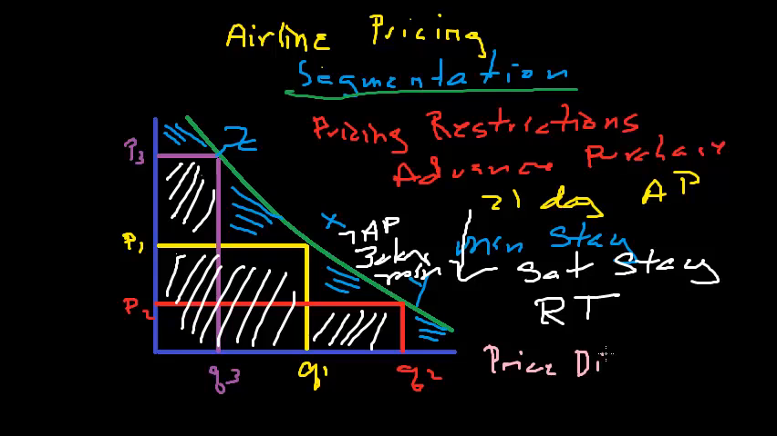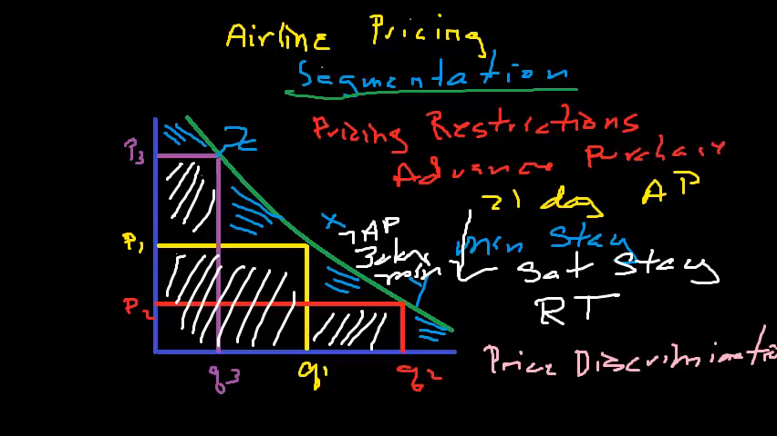So price discrimination is basically when a firm charges different prices to different customers for the same product. So different prices in the market, different customers are paying those different prices, but they're getting the same product.